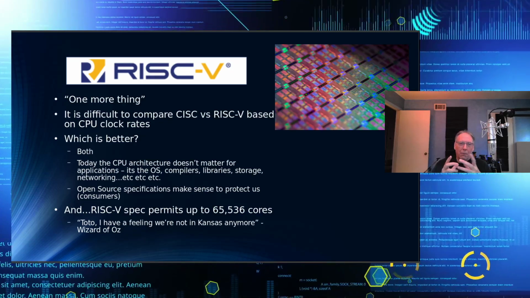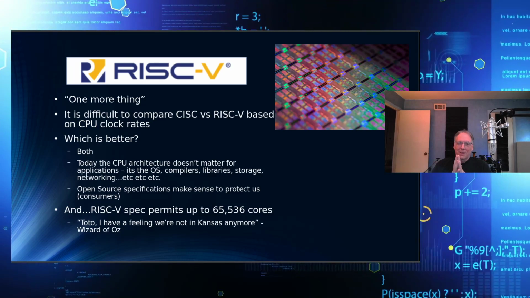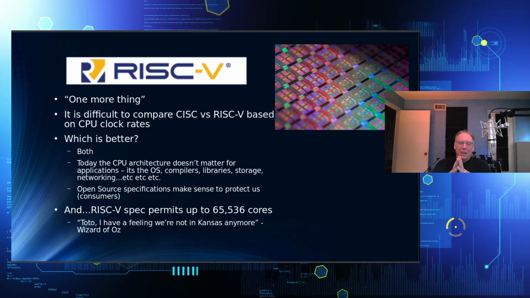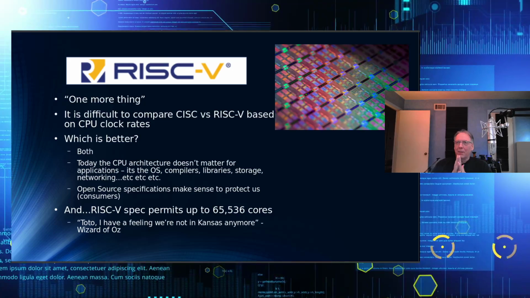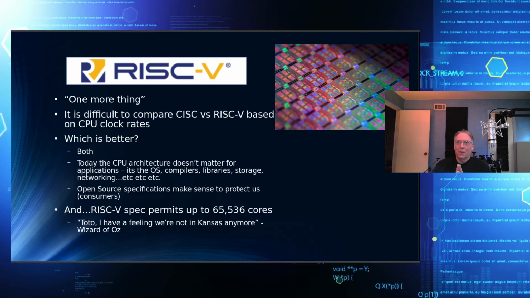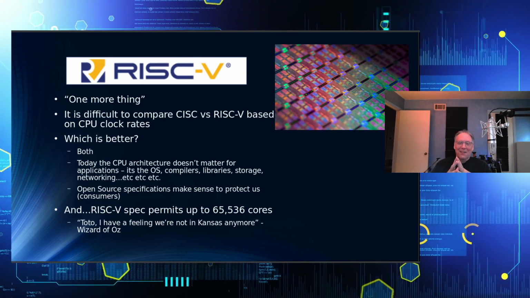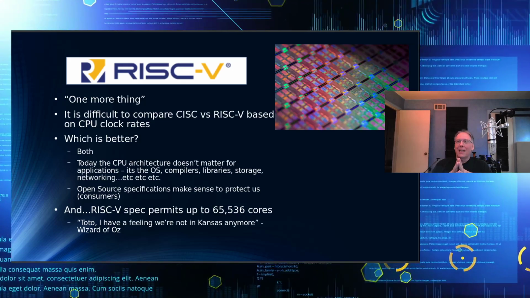One of the things that I saw, I was just totally gobsmacked. The RISC-V specification supports up to 65,536 cores. Wow. Yeah. As Dorothy said, Toto, I have a feeling we're not in Kansas anymore.